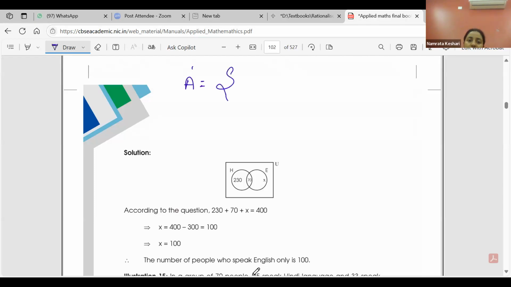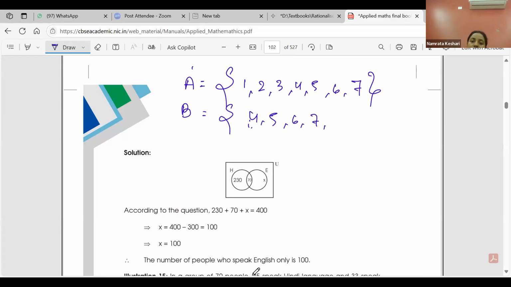Suppose we have a set A containing 1 2 3 4 5 6 7. We have a set B containing, suppose, 4 5 6 7 8 9 10. Now A union B, you can understand: 1 2 3 4 5 6 7 8 9 10, that is A union B, right? The number of elements in A union B is all the numbers from 1 to 10, right?